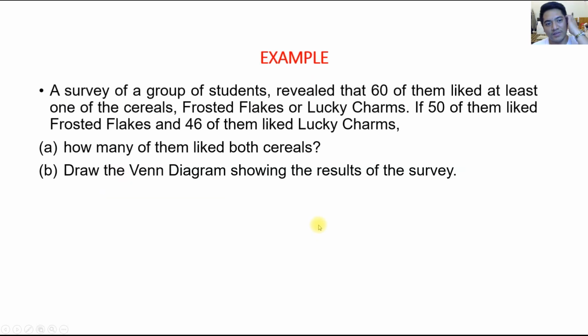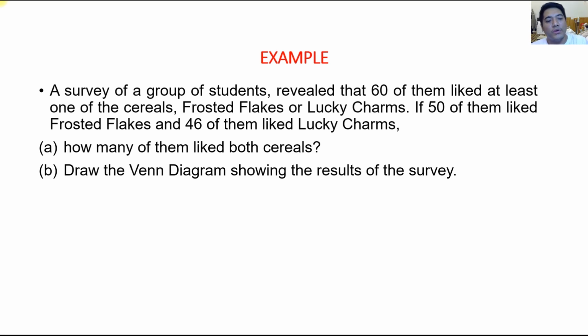So, let's try to solve another one. A survey of a group of students revealed that 60 of them like at least one of the cereals, Frosted Flakes or Lucky Charms. So we have two kinds of cereals, the Frosted Flakes and the Lucky Charms, and there are 60 students. If 50 of them like the Frosted Flakes and 46 of them like the Lucky Charms, how many of them like both the cereals?